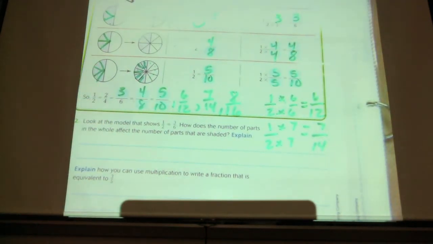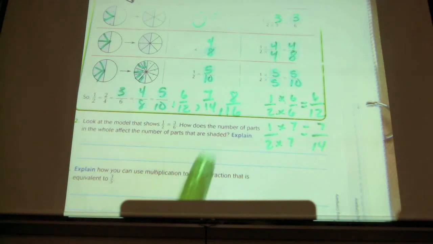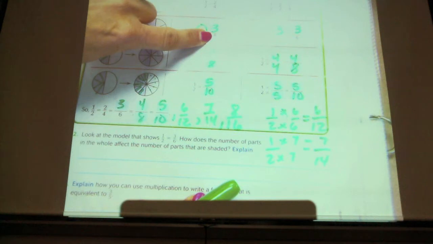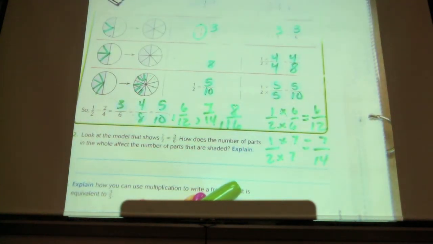So when you're asked to generate equivalent fractions, you would just pick a number. Okay, I'm going to multiply by 5 to find an equivalent fraction. All right, look at the model that shows 1/2 equals 3/6. That's the second one right here. How does the number of parts in the whole affect the number of parts that are shaded? The bottom number is the number of parts in the whole, meaning how many parts were there total? But then there's only a fraction left.